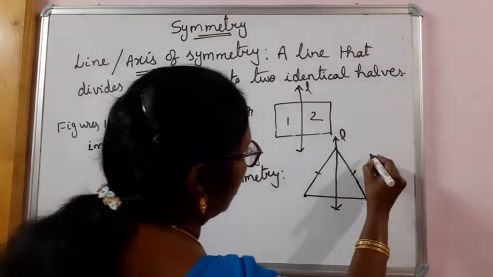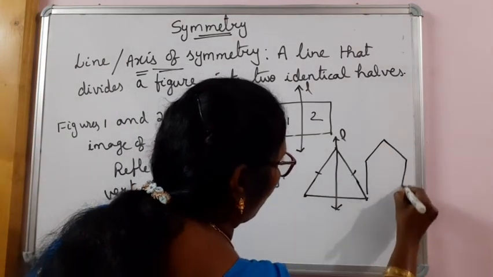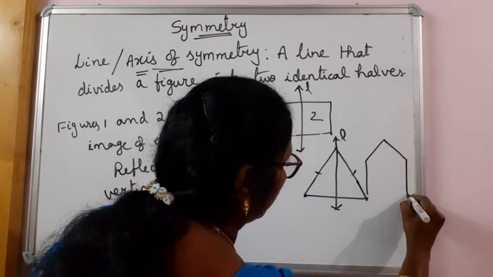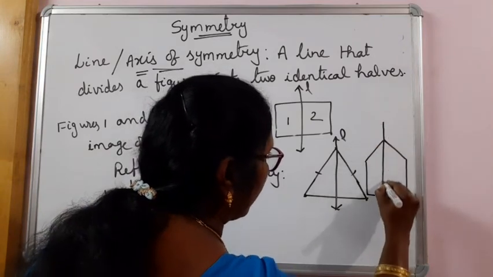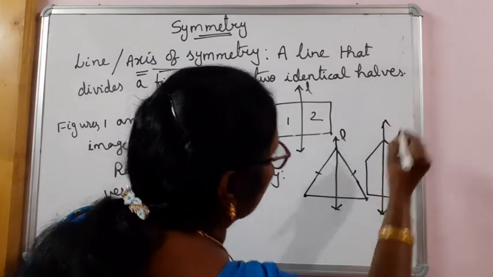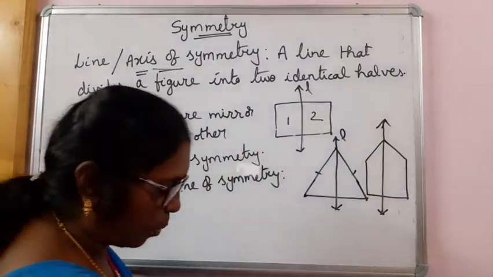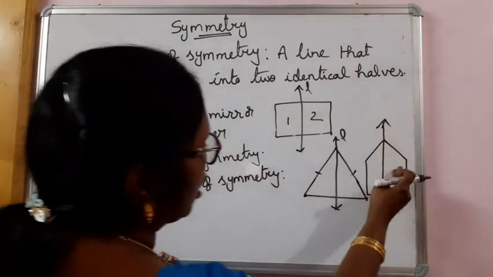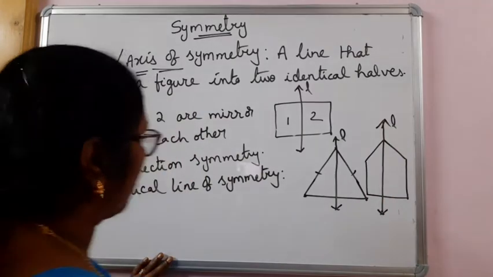And let me give you another figure. Suppose this is the figure and this line divides this figure into two equal halves. I have not drawn the figure properly, but I think you can understand. These two are equal halves. So this one is also a vertical line of symmetry.